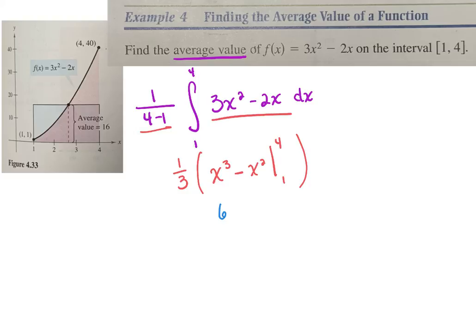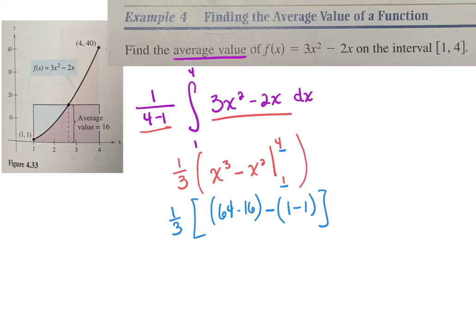4 cubed is 64, minus 4 squared is 16. We're going to take that upper bound, subtract our lower bound. 1 cubed is 1, minus 1 squared is 1, which works out nicely because that doesn't really do anything. 64, and don't forget you are multiplying this whole thing by 1/3.